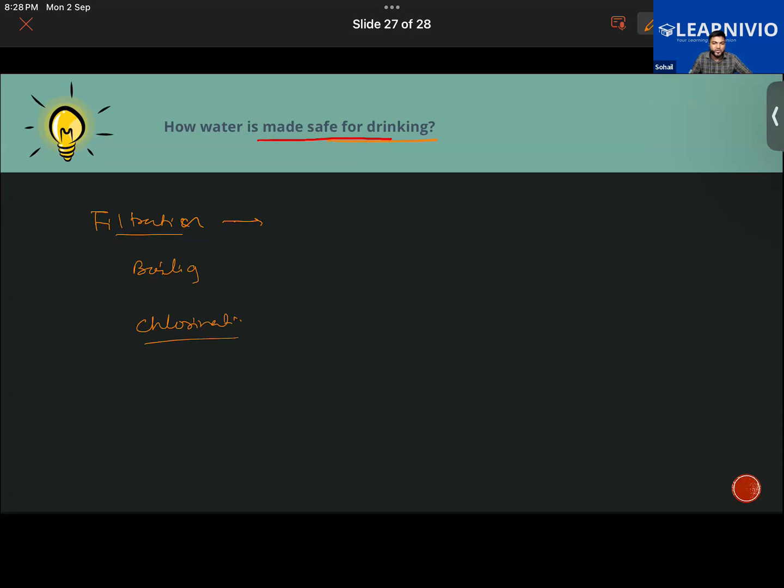Many households use water purifiers that can filter the water and make it safe for drinking. Boiling, what will it do? It will kill the germs. Boiling will kill most of the germs. So many people you see will be boiling the water before drinking it. In chlorination, what is done? Chlorine is added into the water. Chlorine is basically a cleaning agent for water, which makes it fit for consumption. So chlorine is added to the water to remove impurities from it.